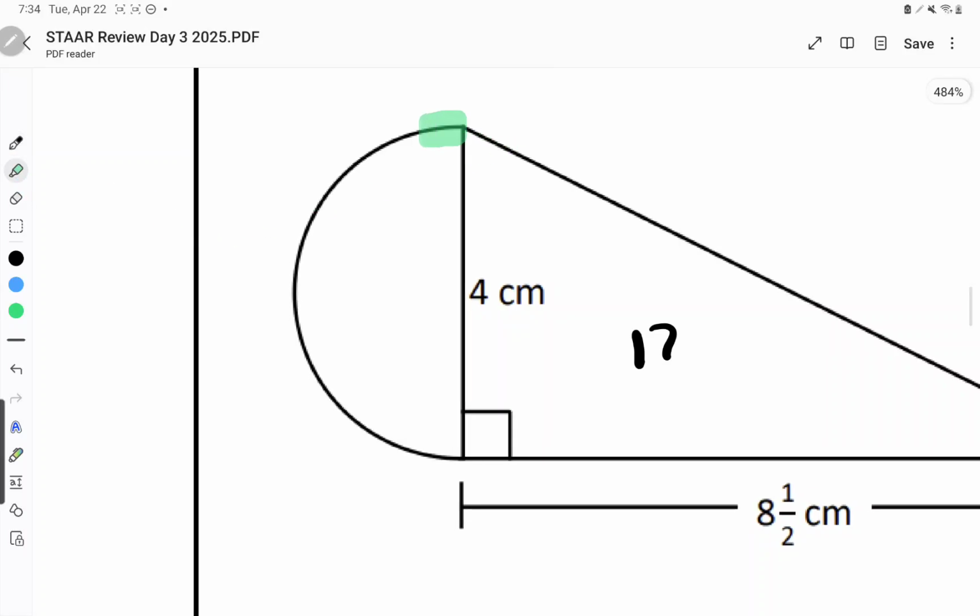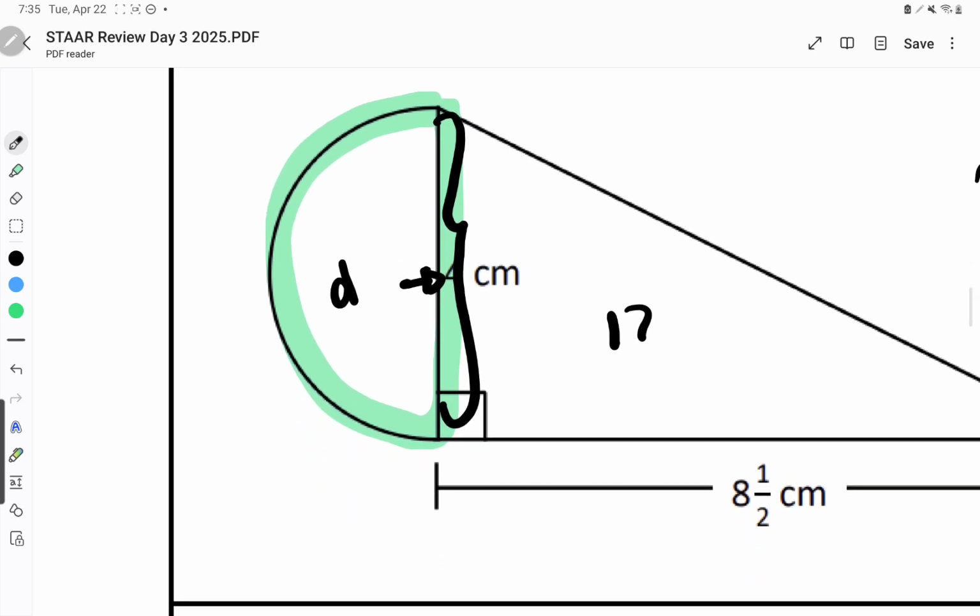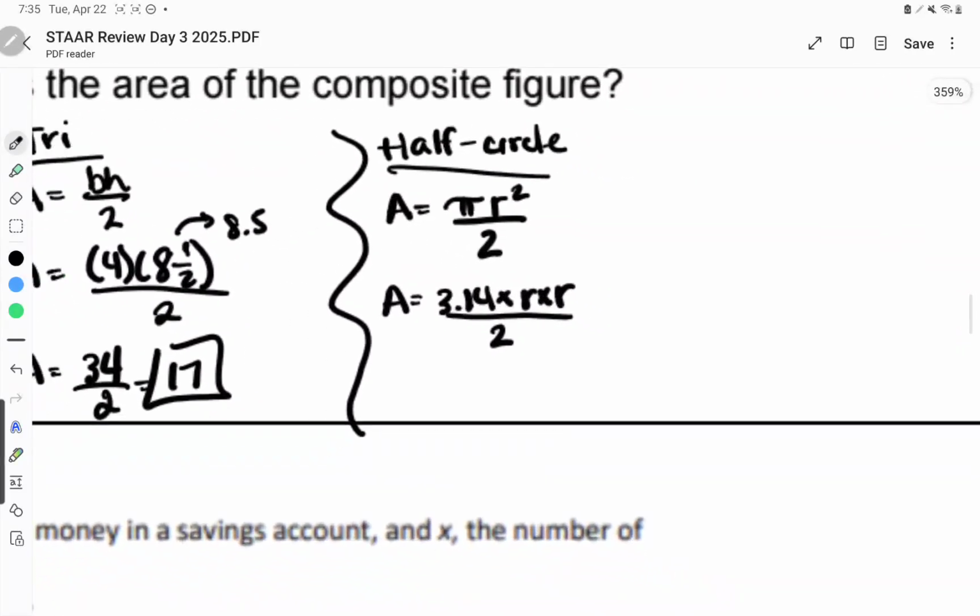our half circle. Now the only number I have for my half circle is this 4 right here. Now if I were to draw this as a full circle, that 4 right there would go all the way across. So is that a radius or a diameter? That is a diameter. Well, I can't use diameters, so how do I go from diameter to radius? I divide by 2. So I would do 4 divided by 2, and that would give me a radius of 2. So I'd come over here and I'd plug that in.